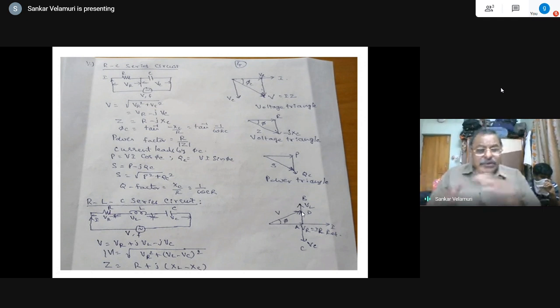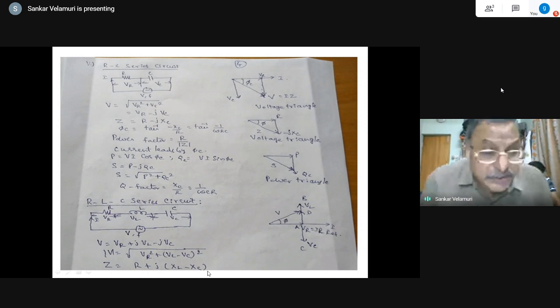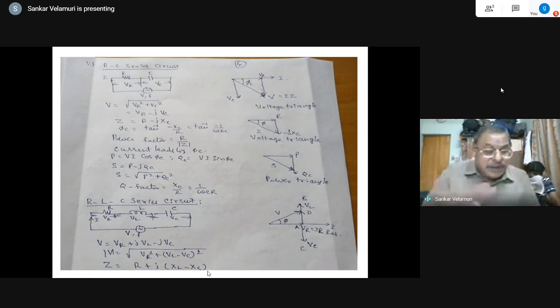So here the question arises in the RLC series circuit. V is equal to VR plus jVL minus jVC. The magnitude is square root of VR square plus VL minus VC square, and Z is equal to R plus j XL minus XC. So this is where we need to understand the circuit behavior. If XL minus XC is greater than 0, the circuit will be called a predominantly inductive circuit. It is dominant over the capacitive reactance, so XL minus XC is greater than 0, the net effective reactance.